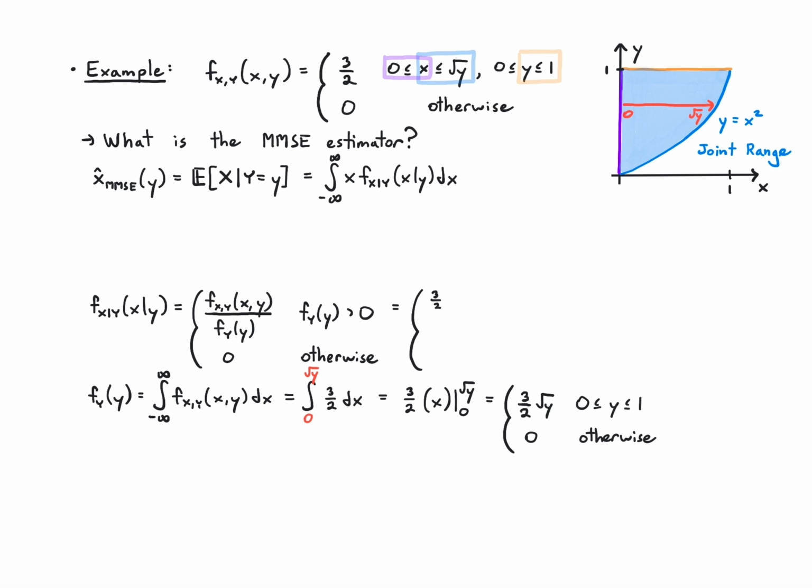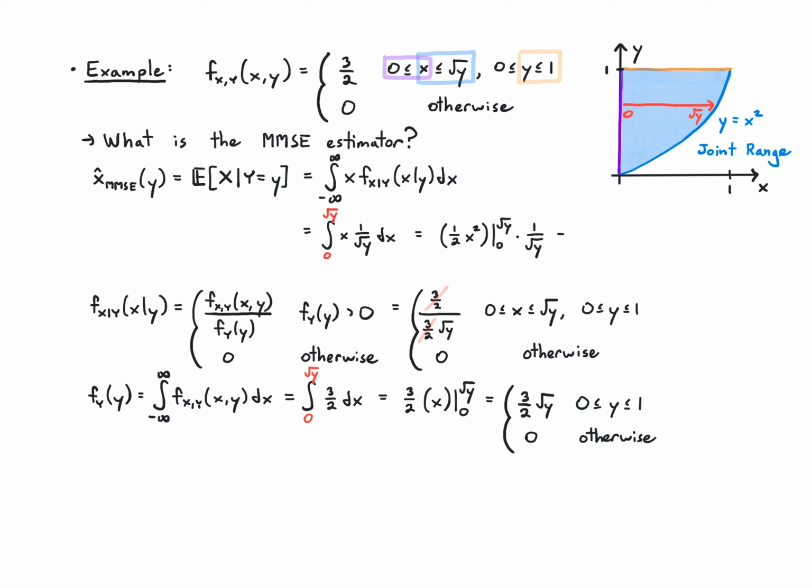So now I can divide here, 3 halves divided by 3 halves root y, and that's going to hold over the joint range. That's going to be my conditional PDF. It's not too bad, right? And so now I can come up above here, plug this in, I get x times 1 over root y dx, integrate from 0 to root y. So I really have a half x squared going from 0 to root y times 1 over root y. So it's going to be root y over 2.